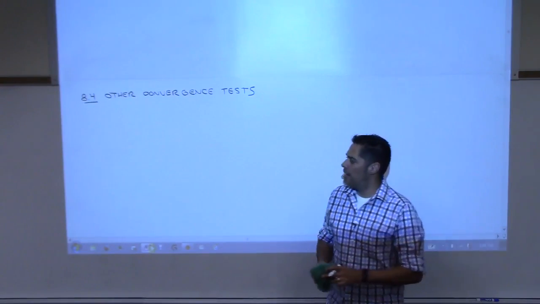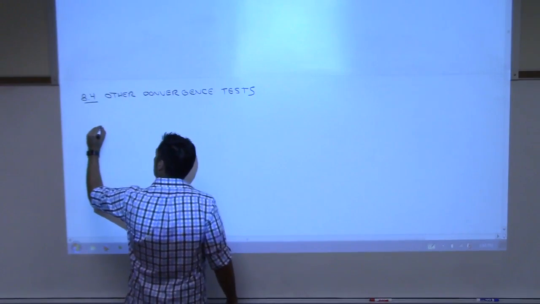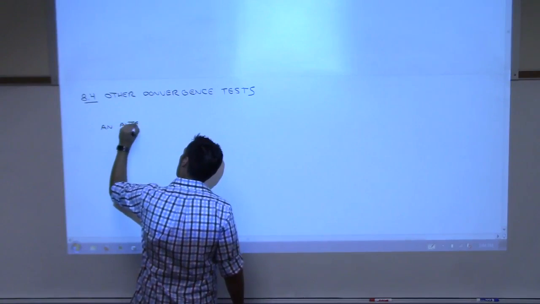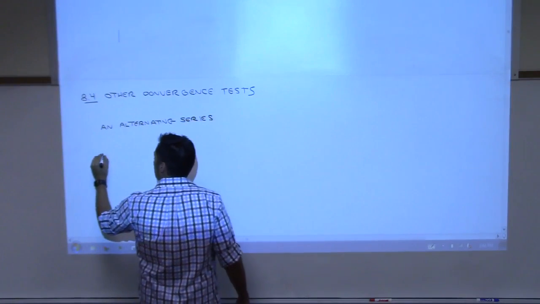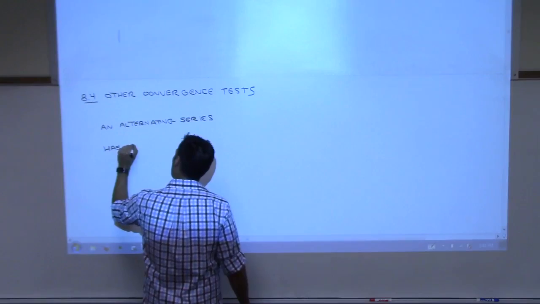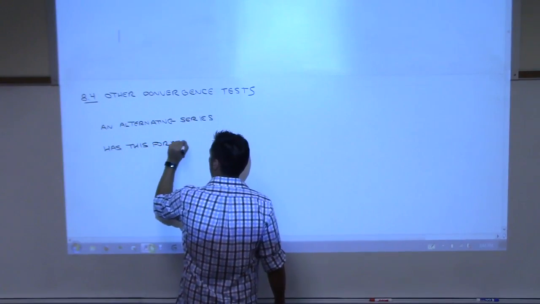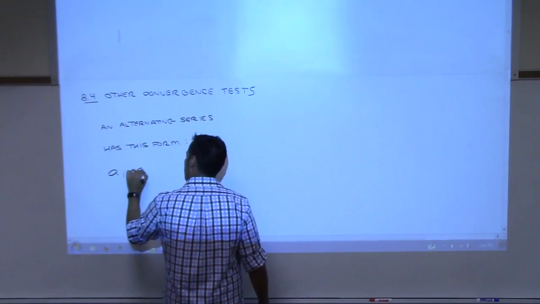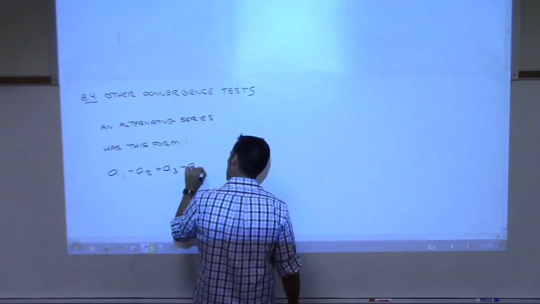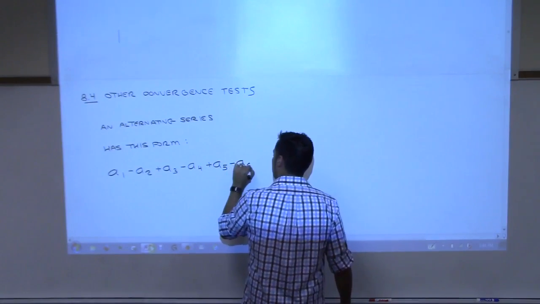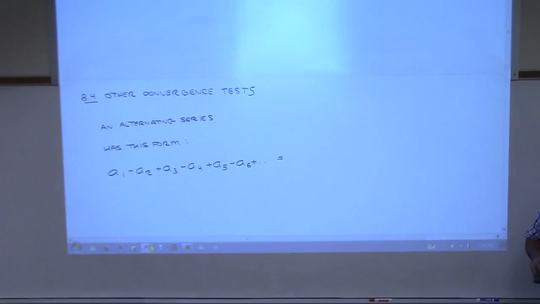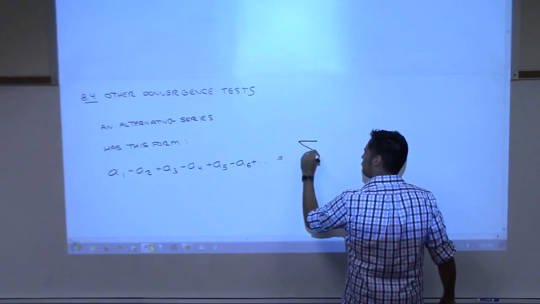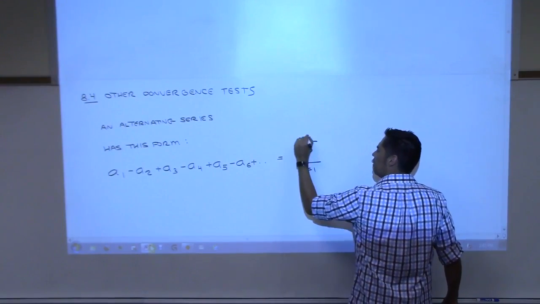But before we can do that, I need to actually define what an alternating series is. An alternating series has this form. It's something like A1 minus A2 plus A3 minus A4 plus A5 minus A6 plus dot, dot, dot forever. So you're still adding them up, but it's like you're subtracting, adding, so it's switching back and forth. So written in sigma notation, it looks like this.